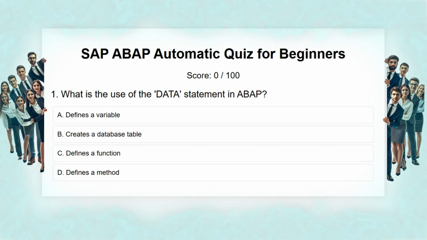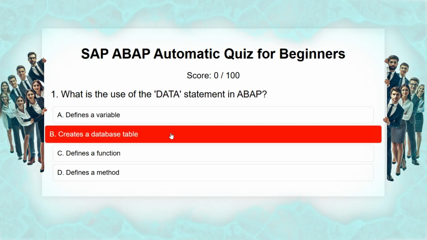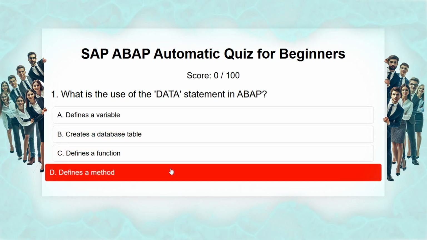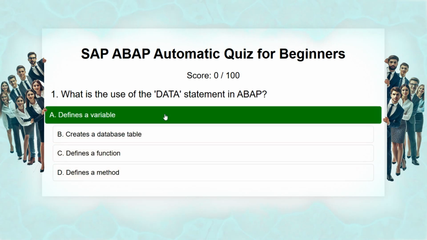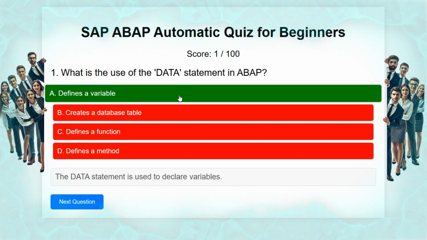1. What is the use of the data statement in ABAP? A. Defines a variable. B. Creates a database table. C. Defines a function. D. Defines a method. Correct answer. The data statement is used to declare variables.